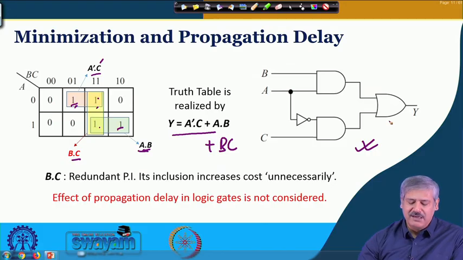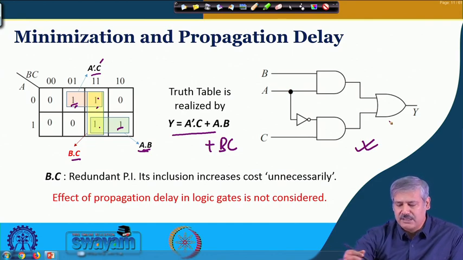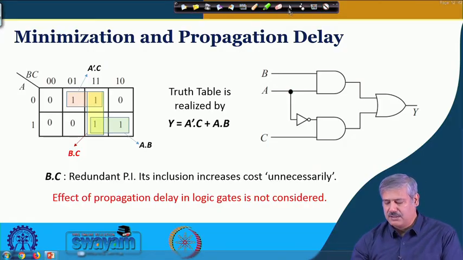So, this is how we have seen the minimization problem so far and circuit realization, and in doing this, we did not consider the effect of propagation delay in the logic gates. This was not considered, we just went by the Boolean expression that will give us the minimized circuit. So, this is the background with which we start today's class.